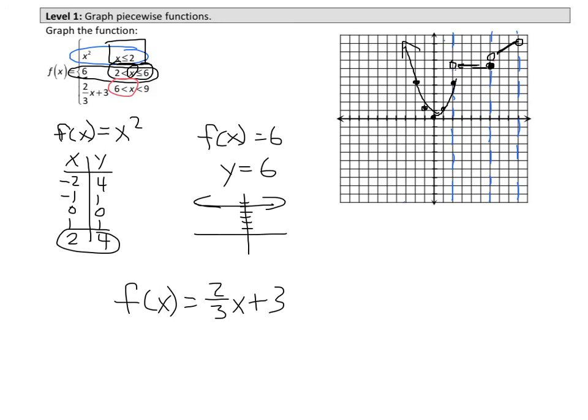And graphing is hard on iPads, guys. Sorry. So, okay, there's my piecewise function. And that's how you do it. Good luck.